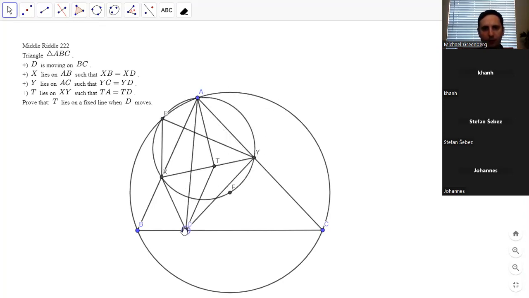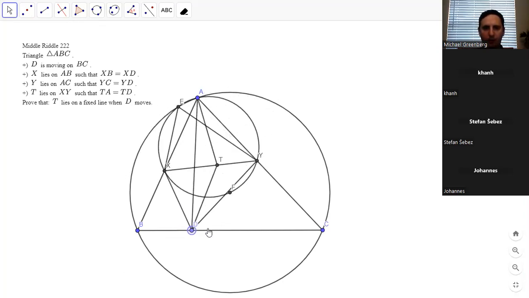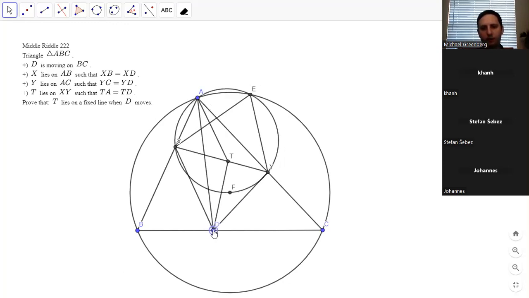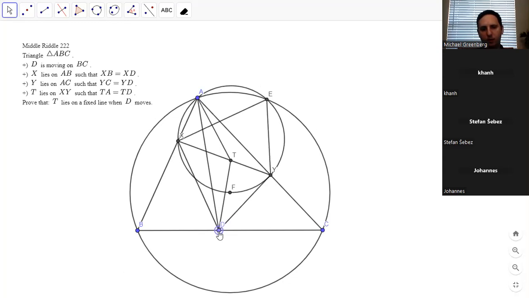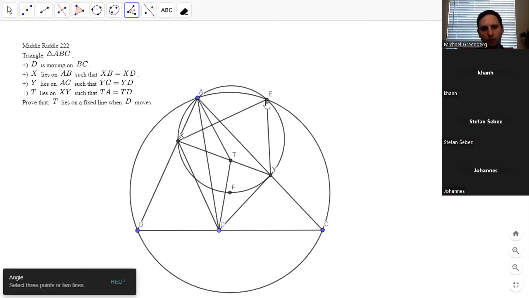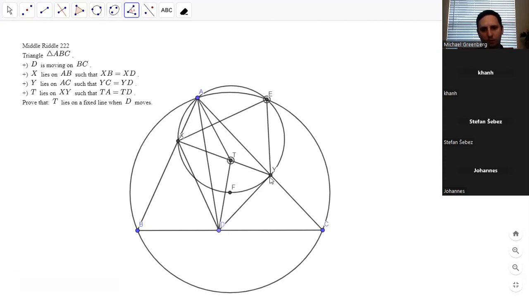So I wonder if the ratio XT over TY is always the same. Can we say that a spiral similarity takes T to D? Let's see. I think that might be true. Oops. So YTE and CDE. No, it's not true.